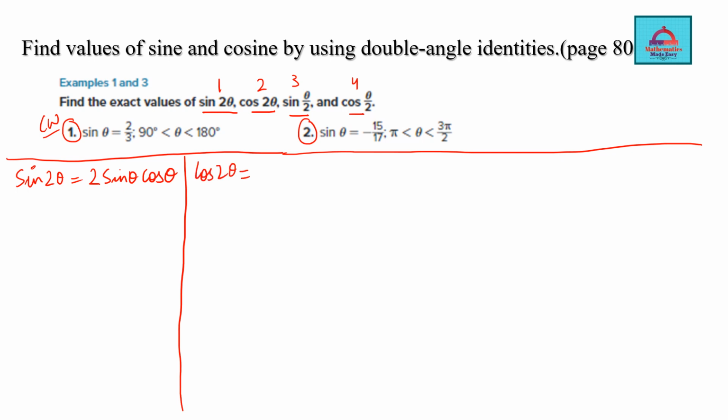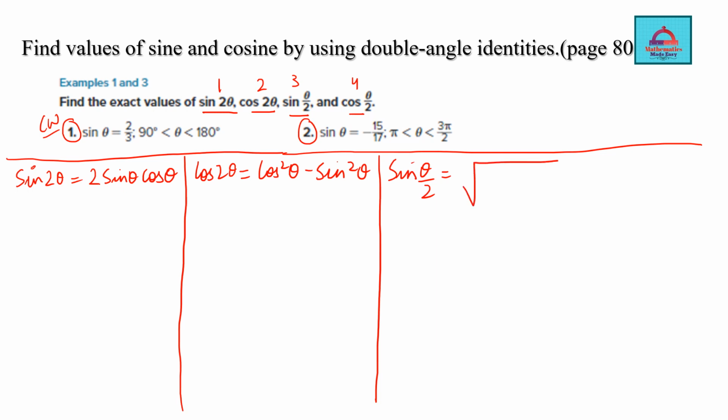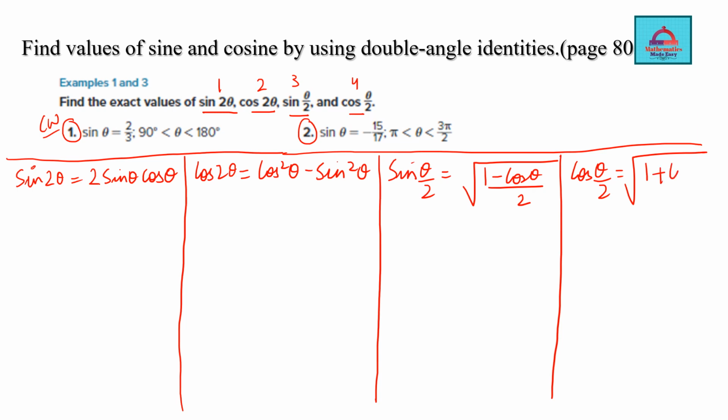So there are 3 identities for this. The identity we will use, which is easy for calculation, is this one out of those 3. Then the next one is sine theta by 2, half angle identity, which is square root of 1 minus cos theta by 2. And the last one is cos theta by 2, which is the half angle identity, 1 plus cos theta divided by 2. So let's solve them one by one.